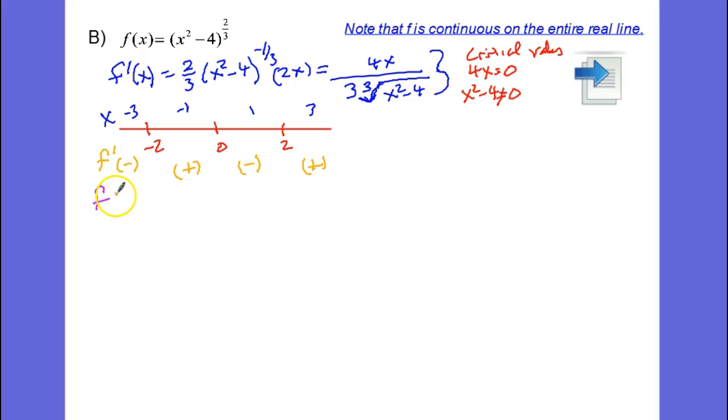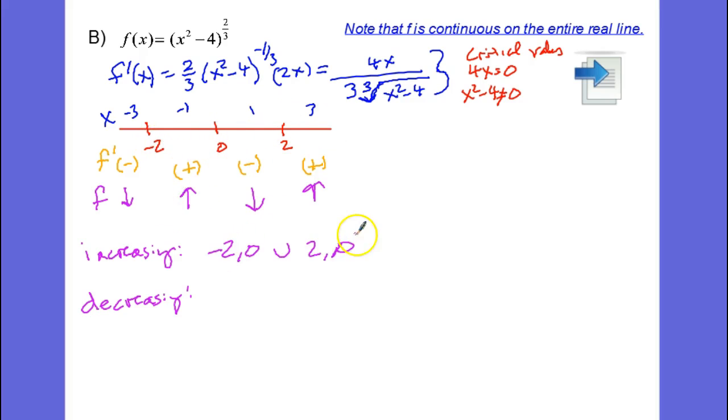Now what does that mean for our function f? Well, if f prime is negative, that means f is decreasing. And if f prime is positive, f is increasing. So decreasing, increasing. And let's map out those intervals now. So increasing and decreasing. So it is increasing on the interval from negative 2 to 0 and from 2 to infinity. And these are going to be open intervals. It is decreasing on the interval from negative infinity to negative 2, union 0 to 2.